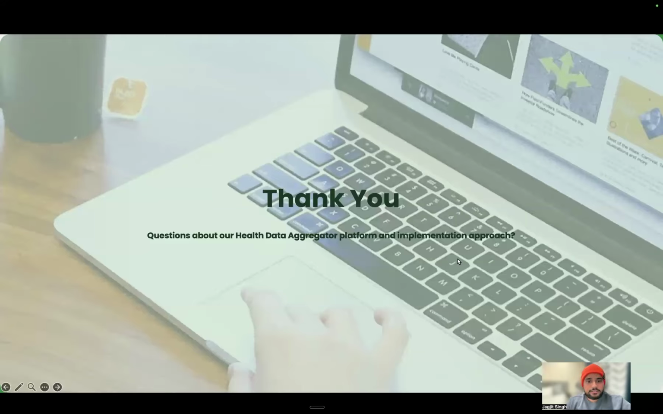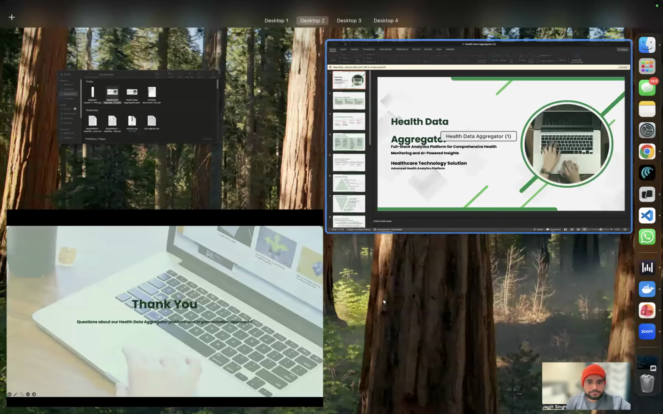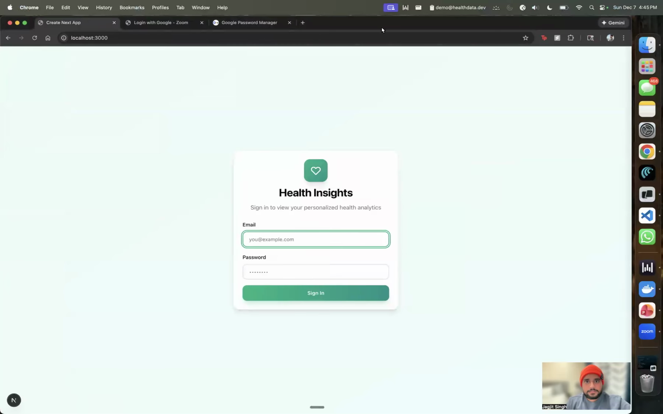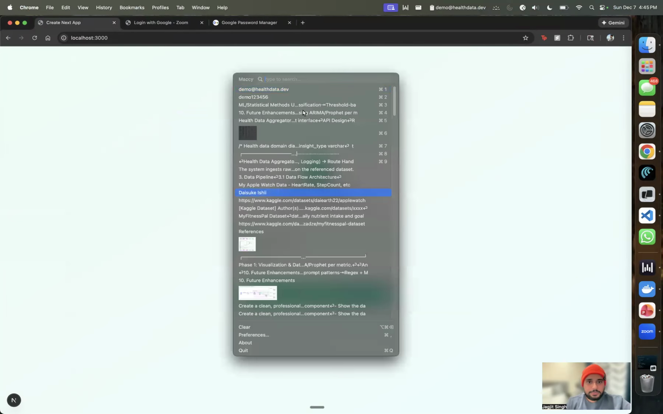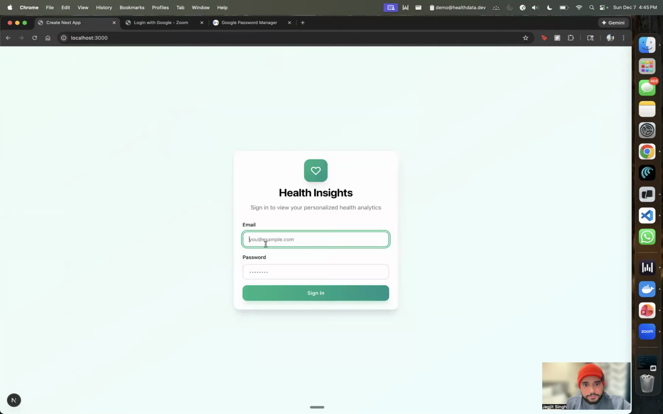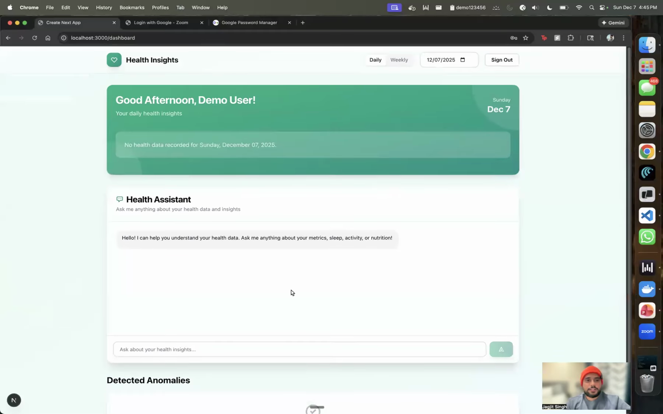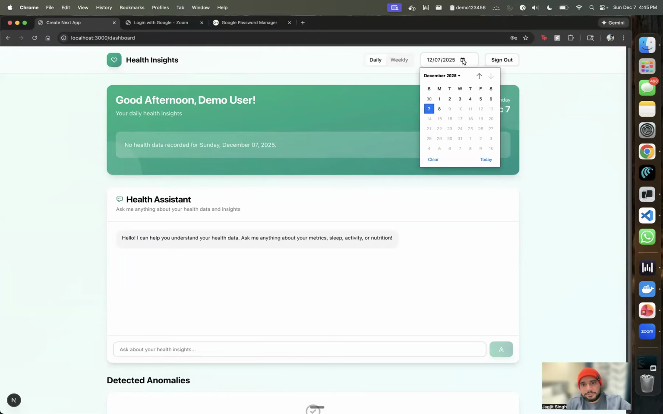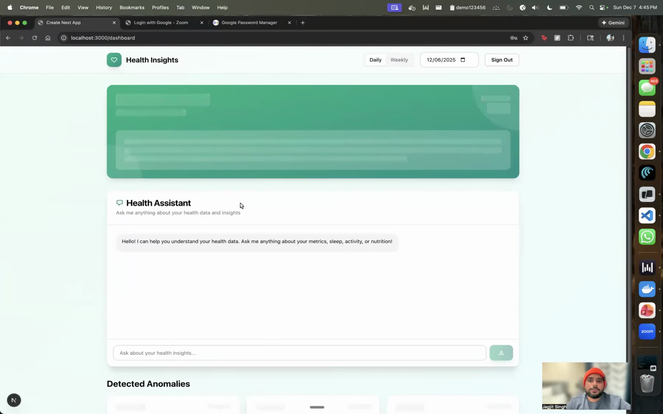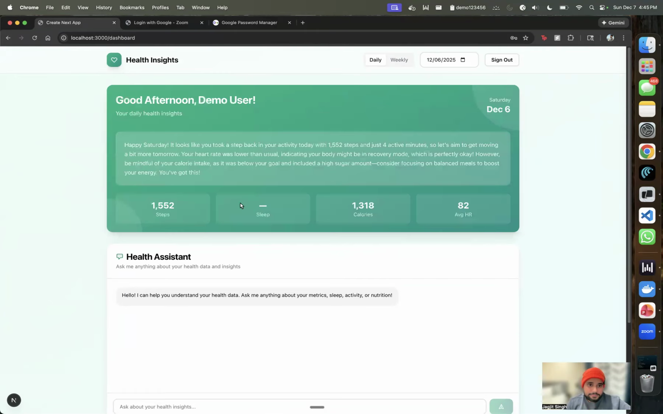Now we will look at the actual product. So this is the product that we have. We use a simple login. Once we are logged in, we are displayed with a dashboard that first shows the daily health insights. Since there is no data from today, we will look at the data from yesterday.